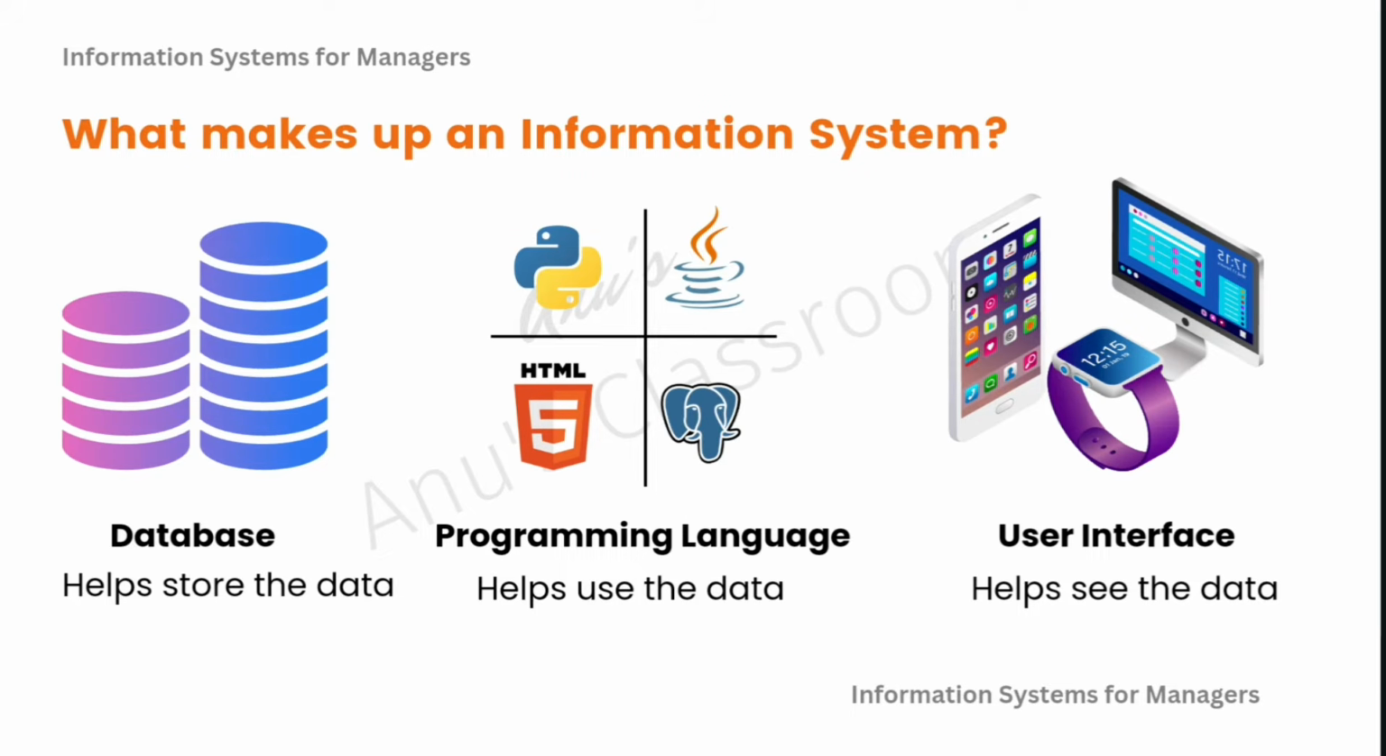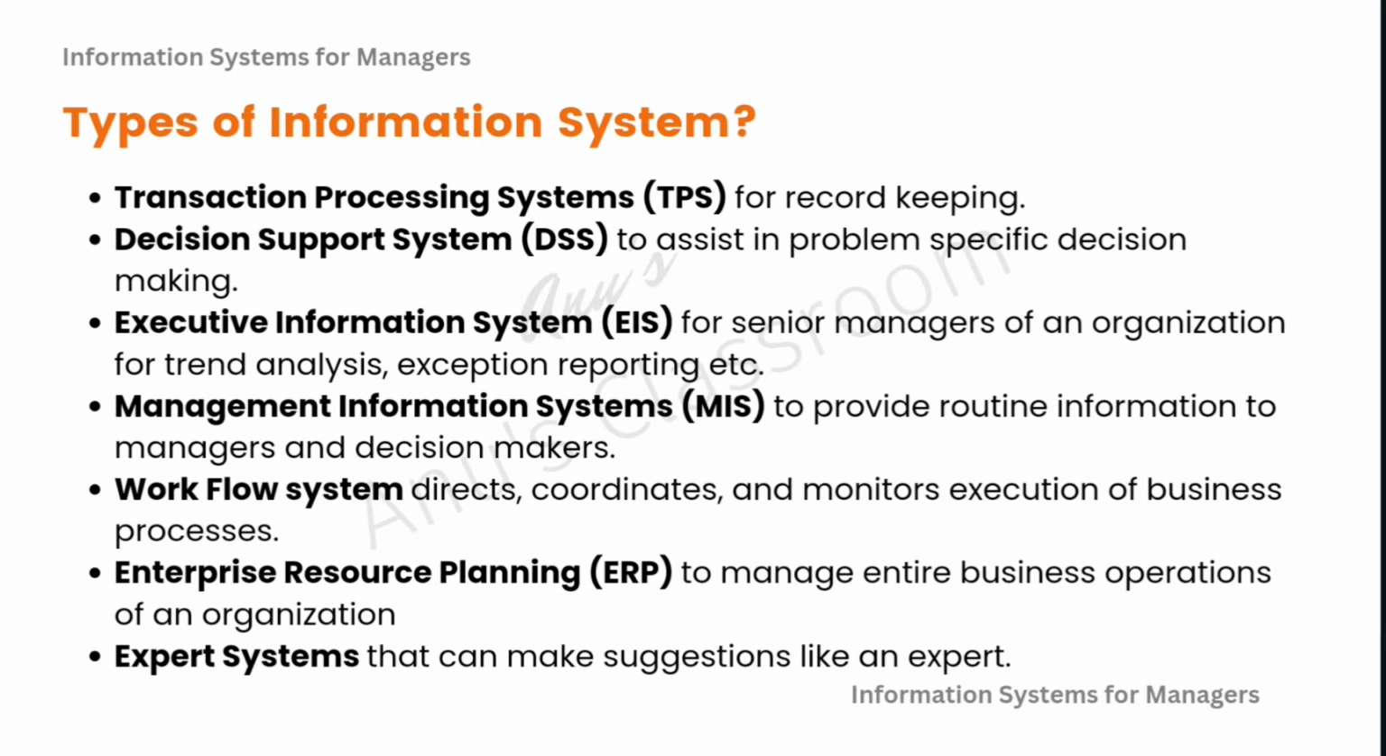And then we have the user interface, which is the output devices like our phones, our computers, our smart TVs, smart watches, and whatnot, which help us see the data or gather information from it and use it. There are many different types of information systems as well. Like we have the transaction processing system or TPS, which is used for record keeping. These transaction processing systems are generally what is getting used in banking and all.